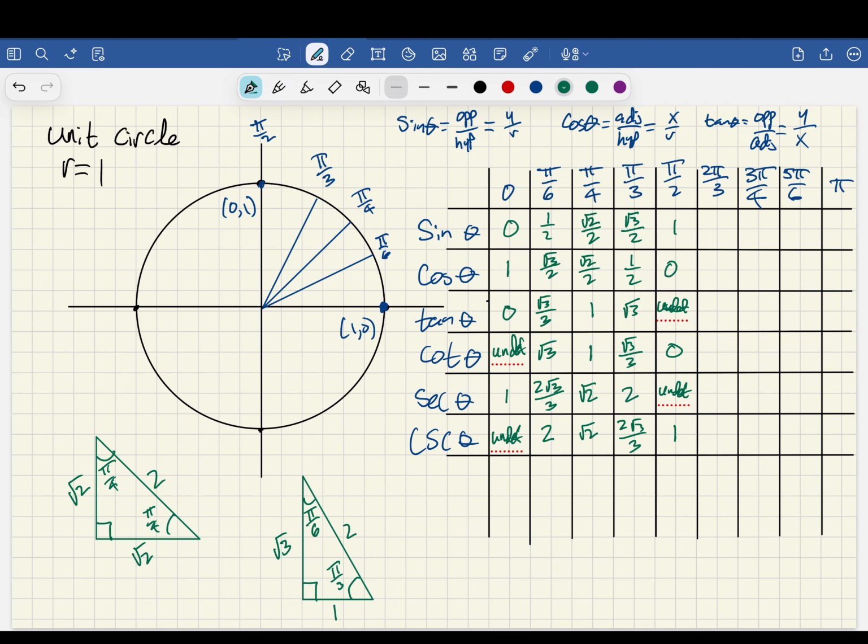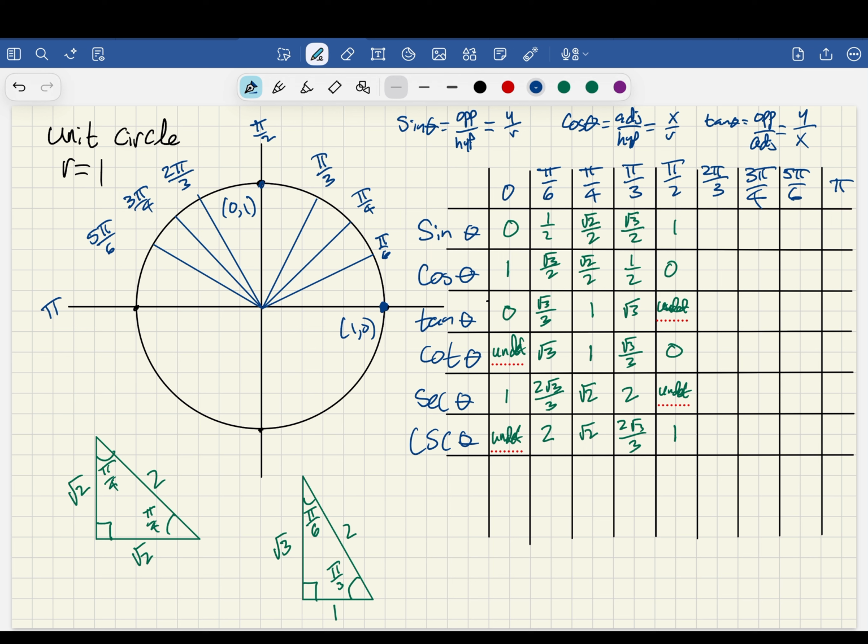Now we are moving into the second quadrant. And something that we have to keep in mind in the second quadrant is that the x-coordinates of the points in the second quadrant are negative and the y-coordinates are positive. So our first angle that we would find here in this progression would be 2 pi over 3. The next would be 3 pi over 4. And the next would be 5 pi over 6. And then we would reach pi.